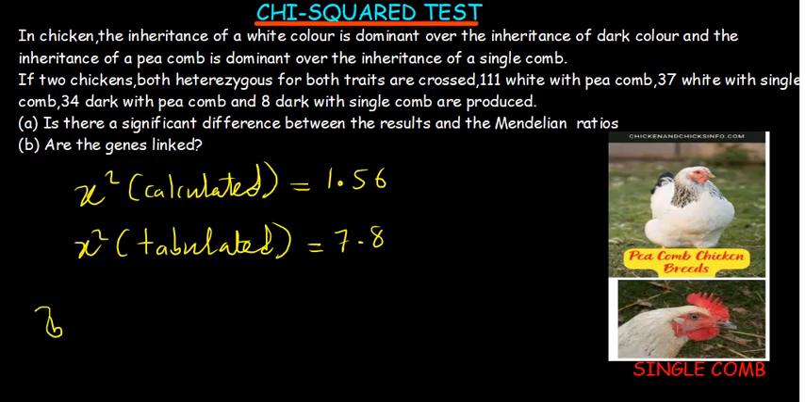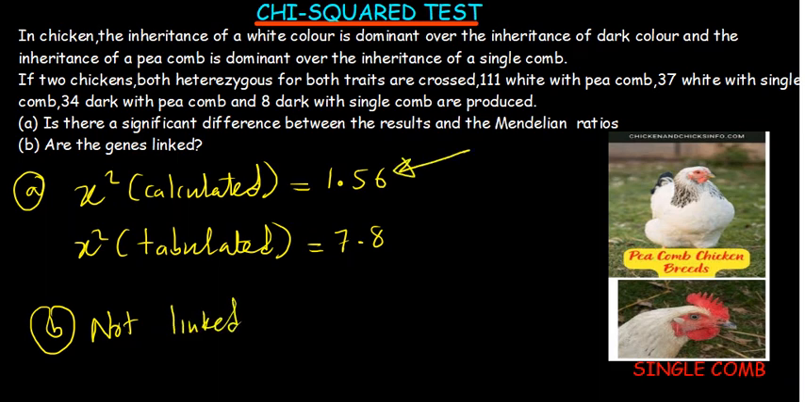then this tells us, to answer now part B, that the traits we are talking about are not linked, and so they do assort independently. So they are not linked. And we've concluded this because of just this. If this value was bigger than this one, then there would be no independent assortment. That means the genes are linked. But because the value we've calculated is smaller than the one tabulated, the genes are not linked.